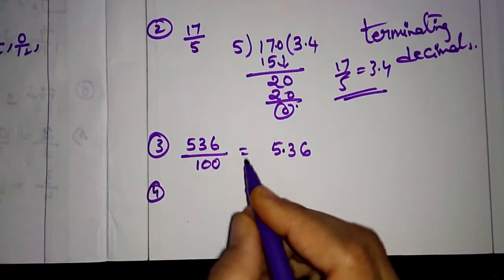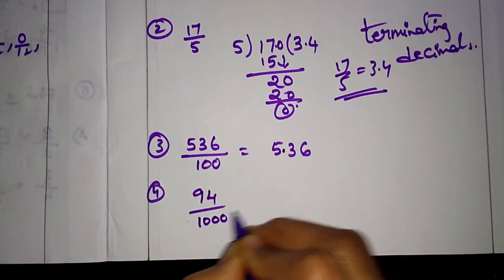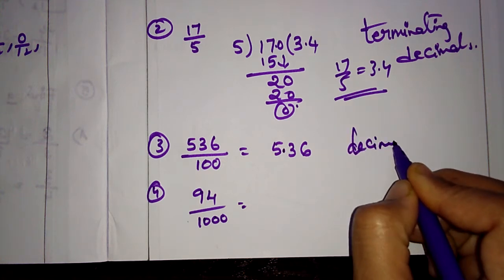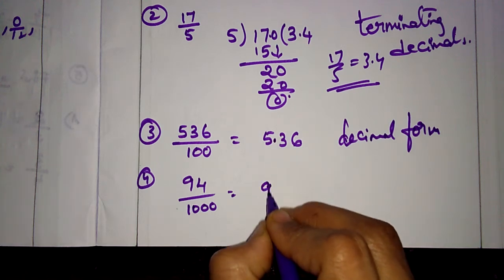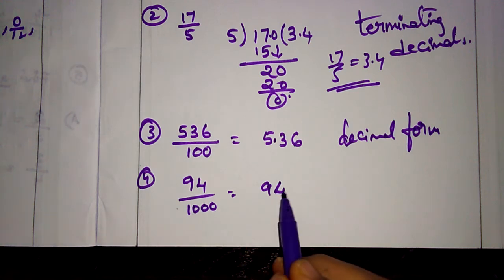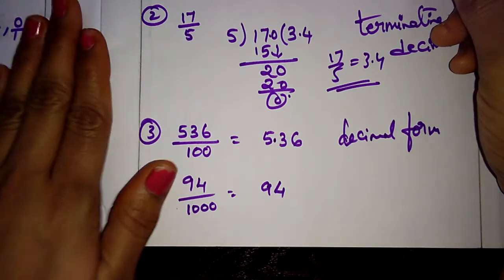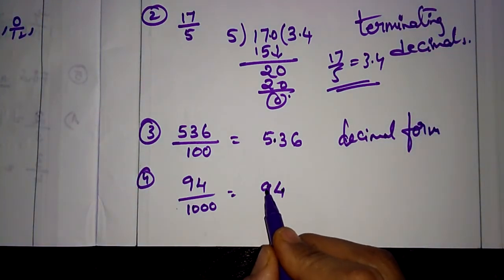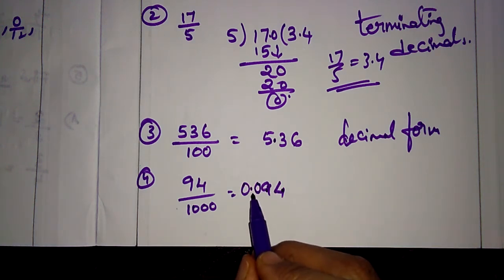For example, I will tell another one. 94 divided by 1000. You have to convert into decimal form. How to write? First write down 94. Here how many zeros are there? 1, 2, 3. 3 zeros are there. So before 3 digits you should put a point. Division means you are moving towards the left side like this. Division by 10, 100, 1000 means that. Understood, children? So 3 digits before the point, is it there or not?